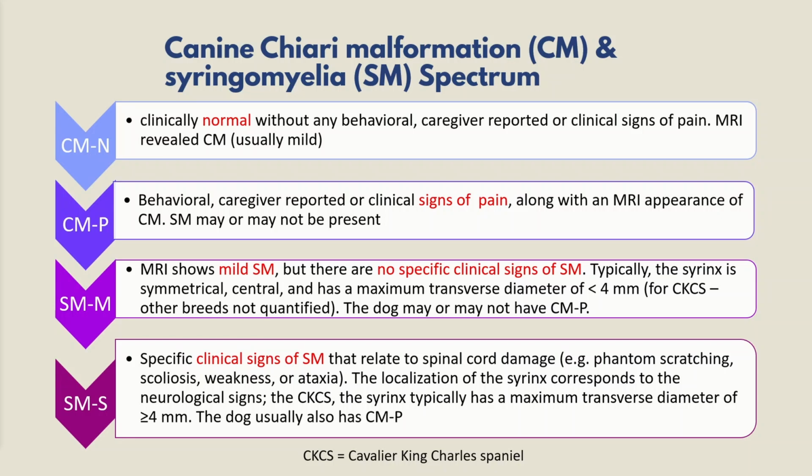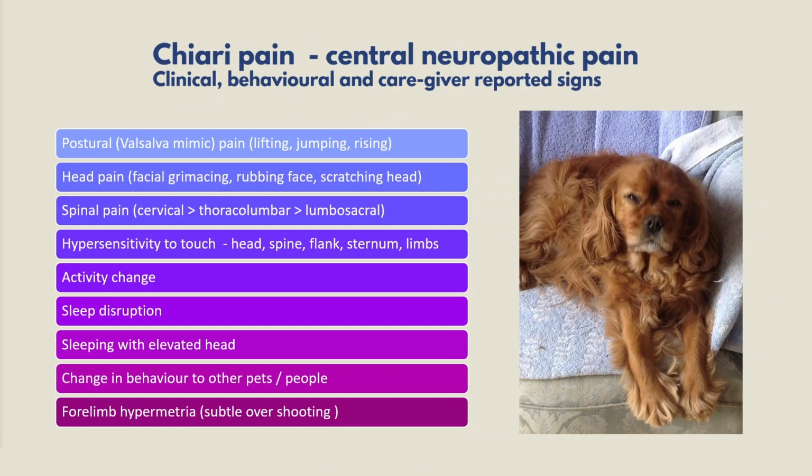Now, what are those clinical signs? So, Chiari pain. These dogs have signs of pain, and the most common one that you will see is postural, a so-called Valsalva mimic pain. So this is signs of pain when the dog is lifted suddenly. So the classic would be the veterinary surgeon lifting the dog onto the table, and the dog will give out a slight "eep" or a little groan as you lift them, and the owner may also notice this.